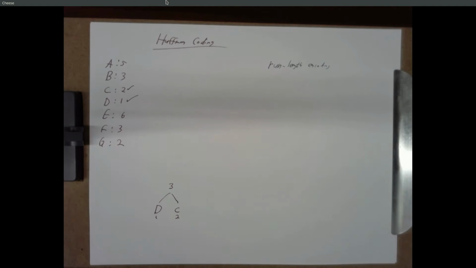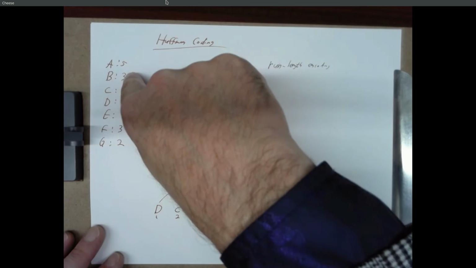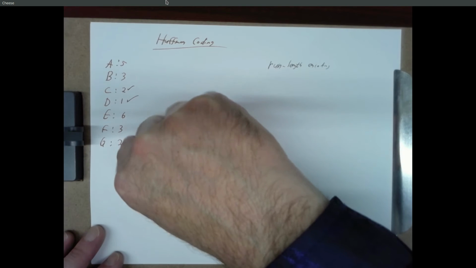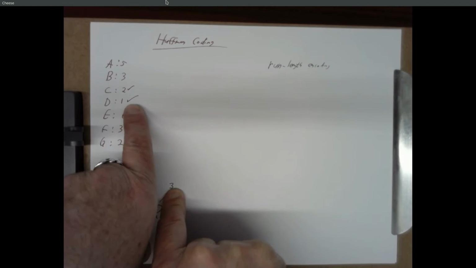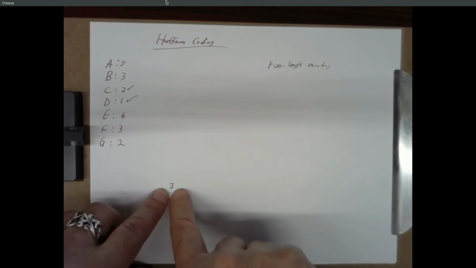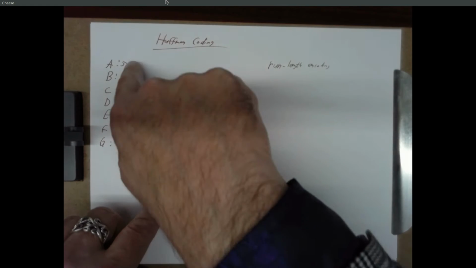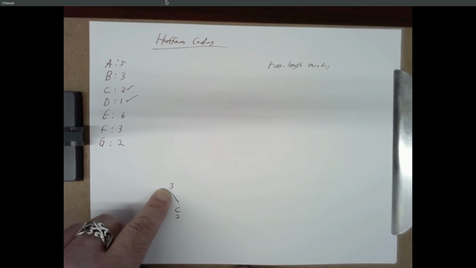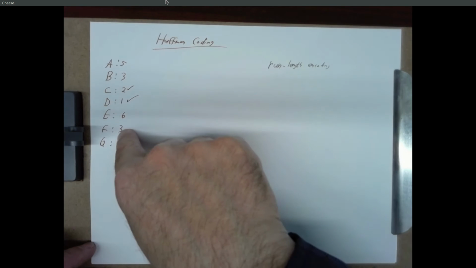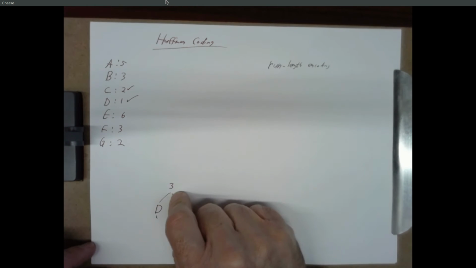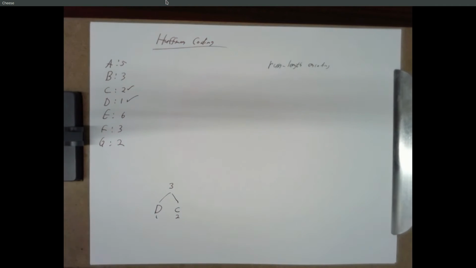Now I'm going to compare frequencies 5, 3, 6, 3, 2, and 3. I'm going to skip the 2 and the 1 because I've already put those into my structure. But I'm going to include this 3 as a frequency I'm comparing to all these others. I'm going to look for the 2 lowest frequencies. There's a 3, a 3, a 2, a 3. So 2 is definitely the lowest frequency.